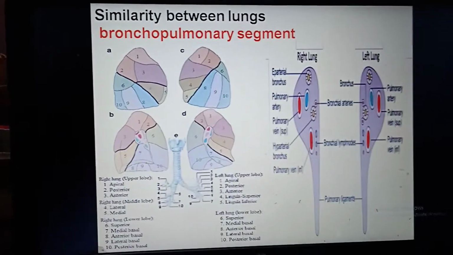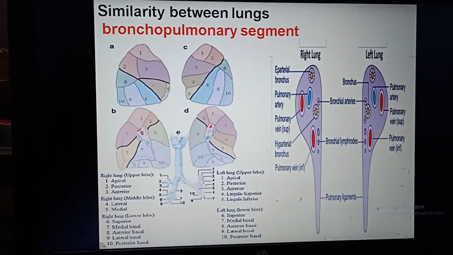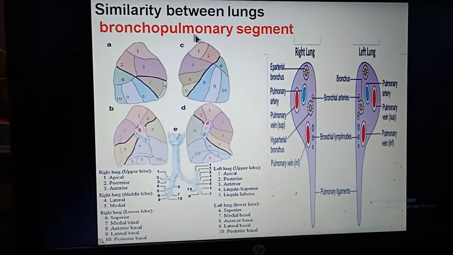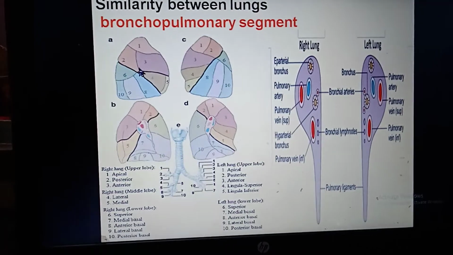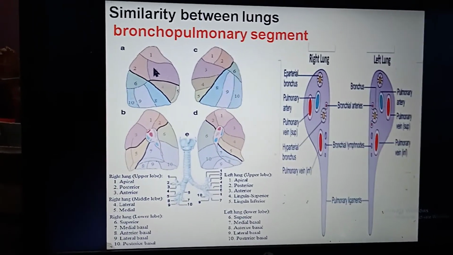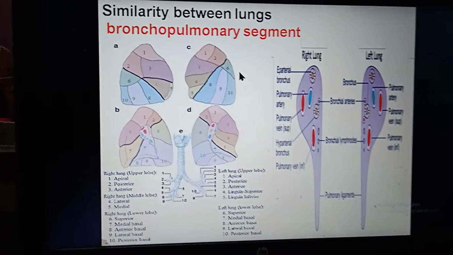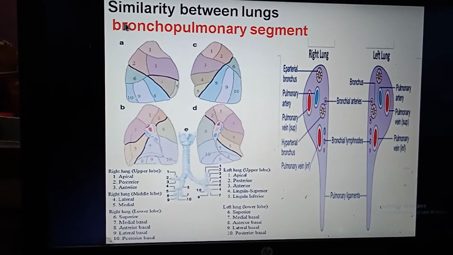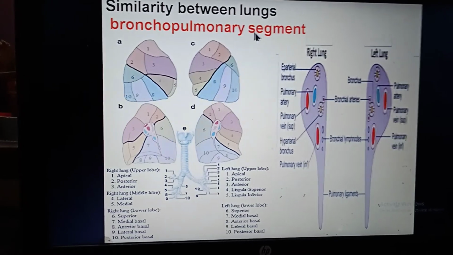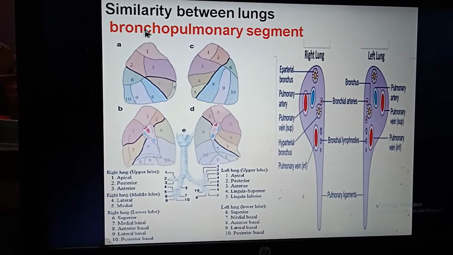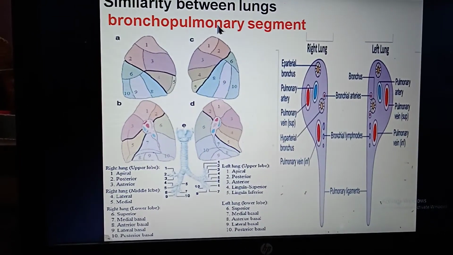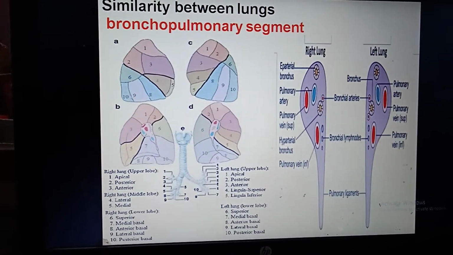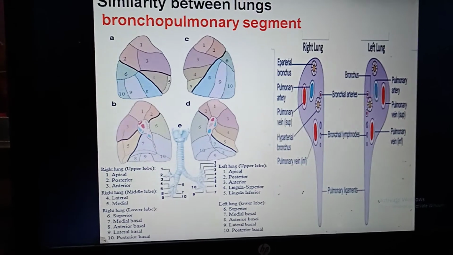Now coming to similarity between lungs, just memorize only one word, that is the bronchopulmonary segment. We all know that both right and left lung has got 10 bronchopulmonary segments. This is one similarity, and another one is again inserted within this, one is pulmonary, another is broncho. That is, there is 1 pulmonary artery and 2 pulmonary veins in case of both right and left lung.